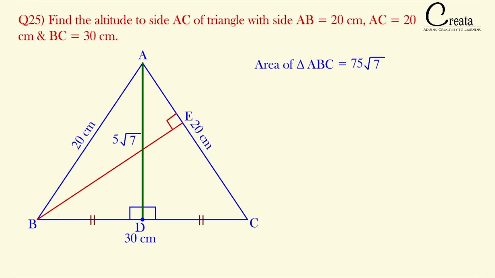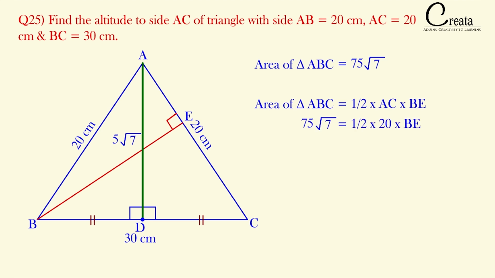Further, we can also calculate the area of the same triangle ABC by considering AC as a base. If we consider AC as a base, then the respective height of the triangle will be BE. That is, the area of the triangle ABC is equal to half into AC into BE. And we know AC as 12 cm, and we have just calculated the area of the triangle. On putting the value and solving, we got BE, that is the altitude to the side AC, as 15√7/2. That is the answer of the question.